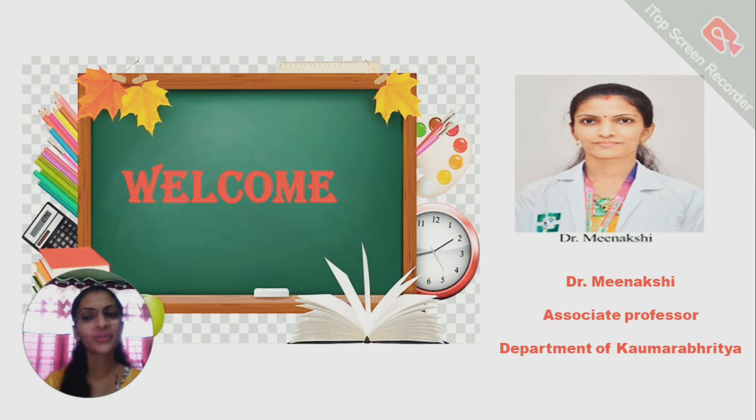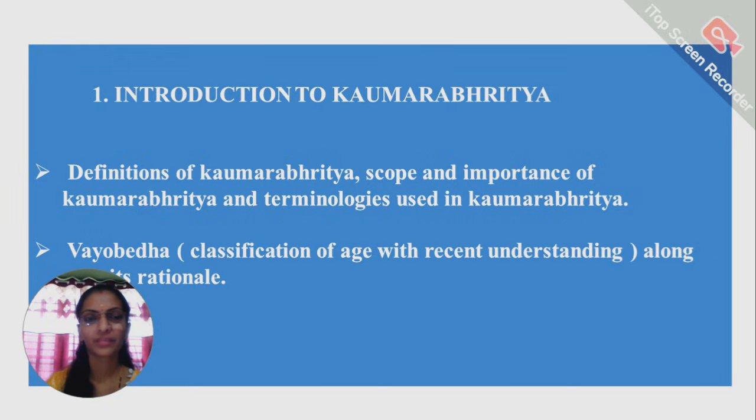So, here I am. Today, I'm going to explain the first point of our Kaumarabhritya syllabus. As you all know, Kaumarabhritya comes under the third phase of the BAMS syllabus, and this subject is of only a single paper, not two papers, and it is for a total of 100 marks. So let's start the first topic of our new NCISM syllabus.